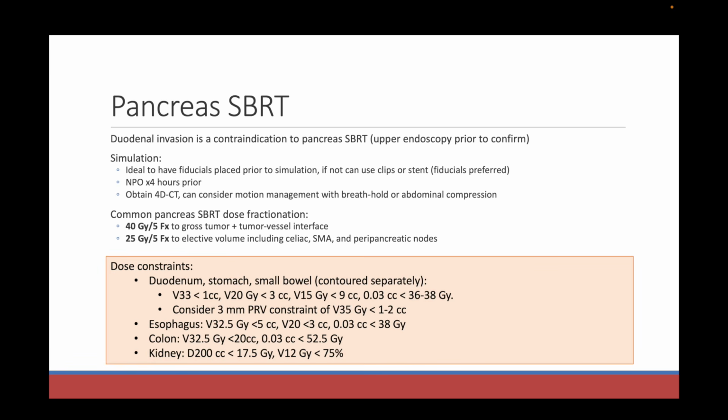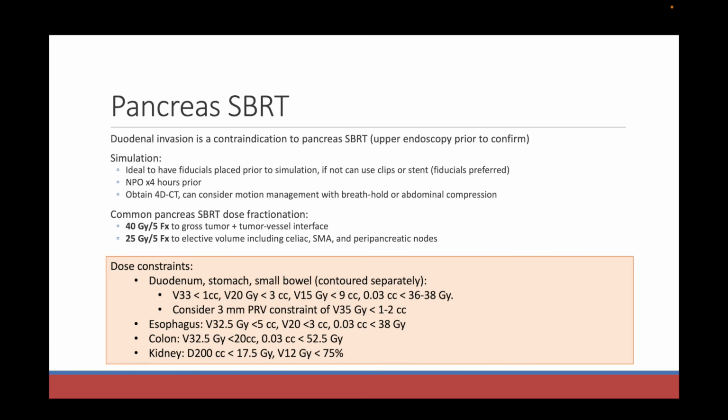Important dose constraints for pancreas SBRT that apply to the duodenum, stomach, and small bowel, which should all be contoured separately: V33 gray less than 1 cc, V20 gray less than 3 cc, and V15 gray less than 9 cc's. And your point max should be less than 36 gray. So 33 less than 1 cc, 20 less than 3 cc, and 15 less than 9 cc. And you can consider doing a PRV for these organs at risk as well.